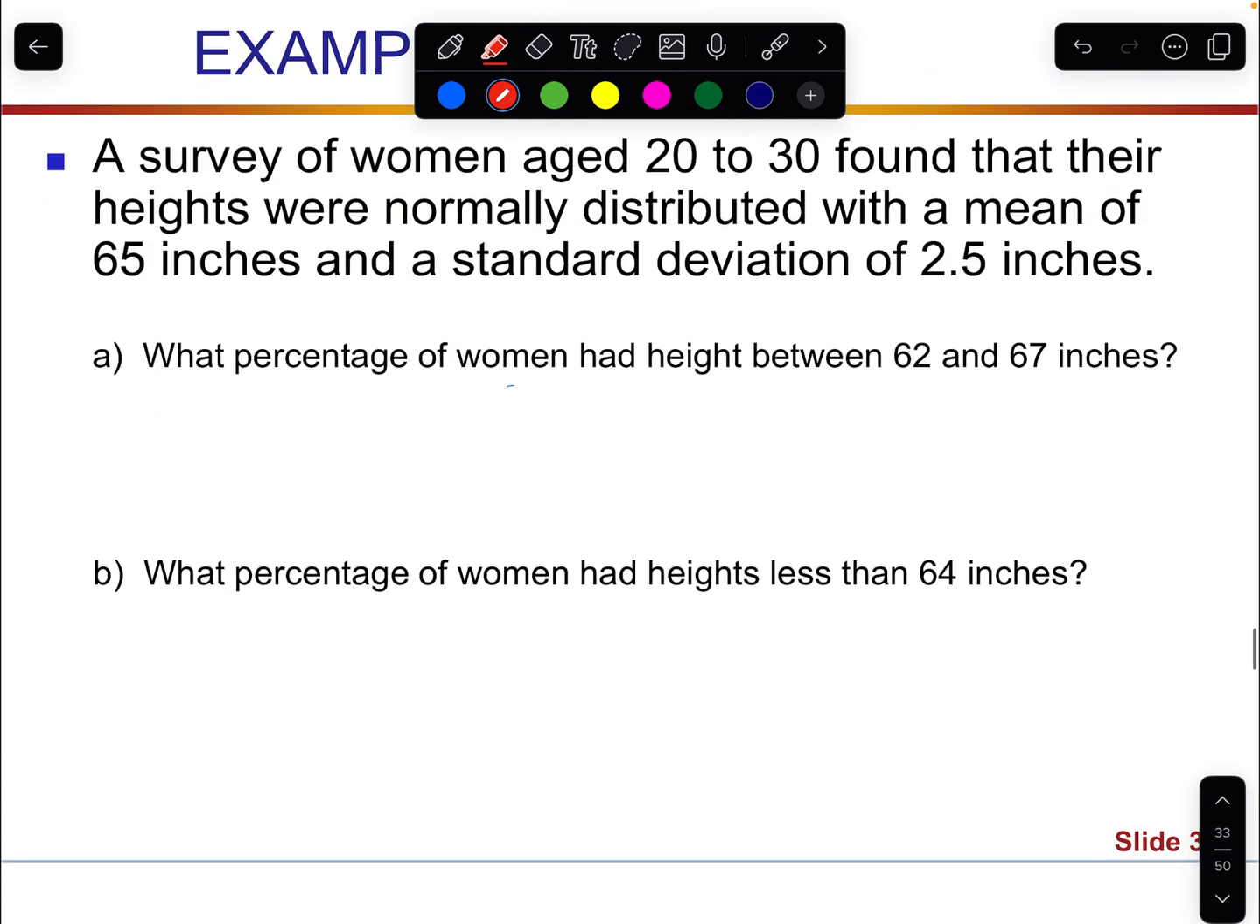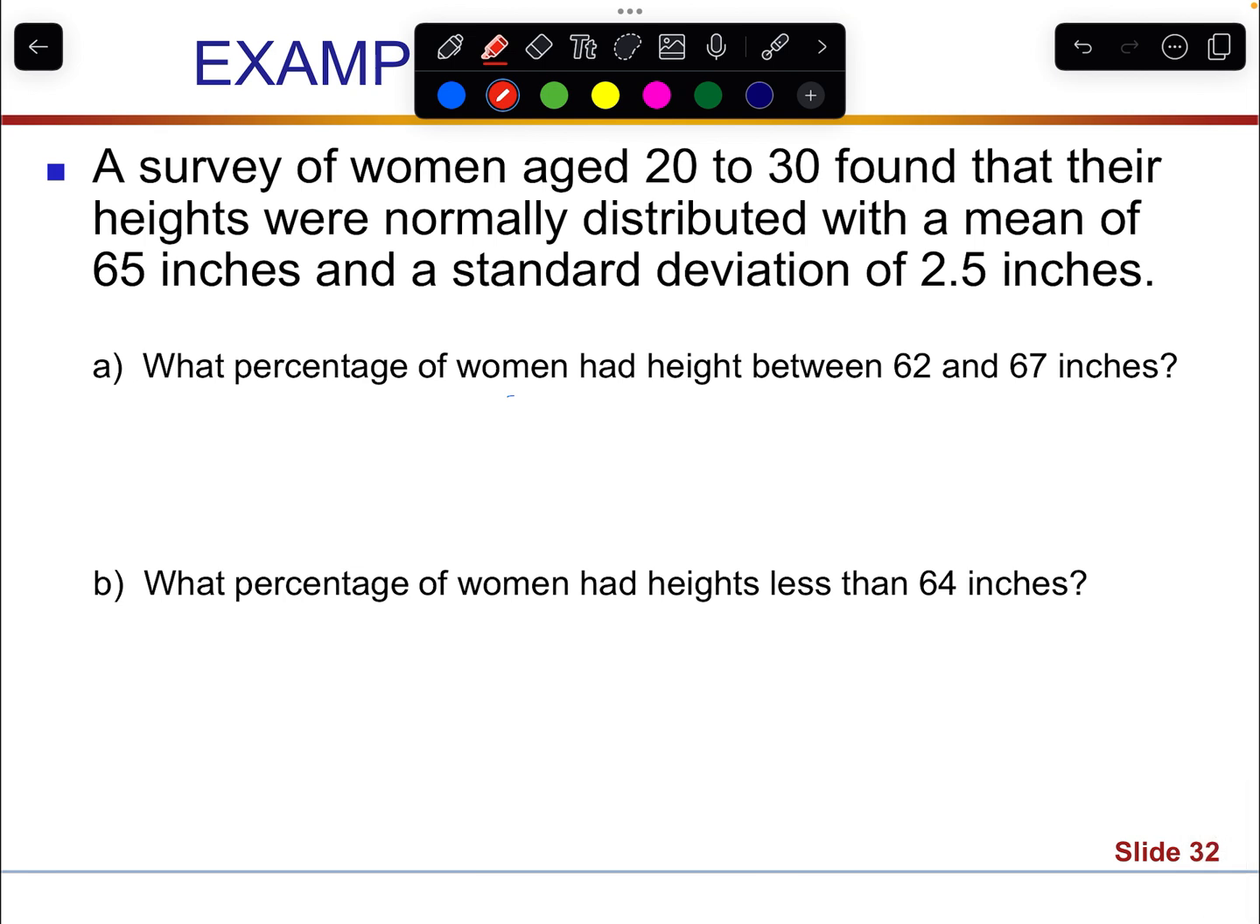So let's jump into our first example here. We have a survey of women aged 20 to 30 that found their heights were normally distributed with a mean of 65 inches and a standard deviation of 2.5. So I'm going to sum up my data here. We know that our mean is 65, and we know our standard deviation is 2.5.